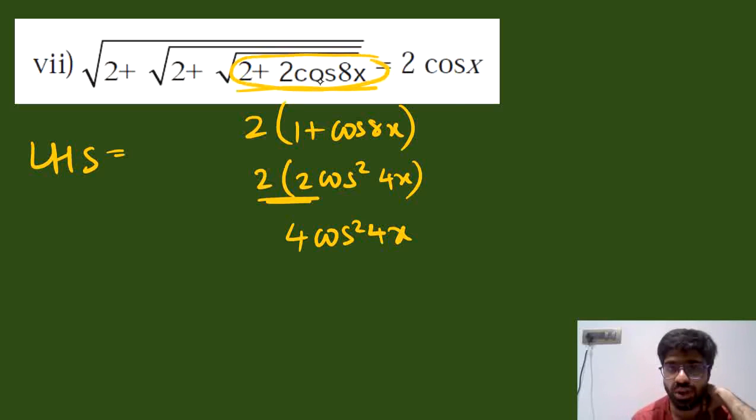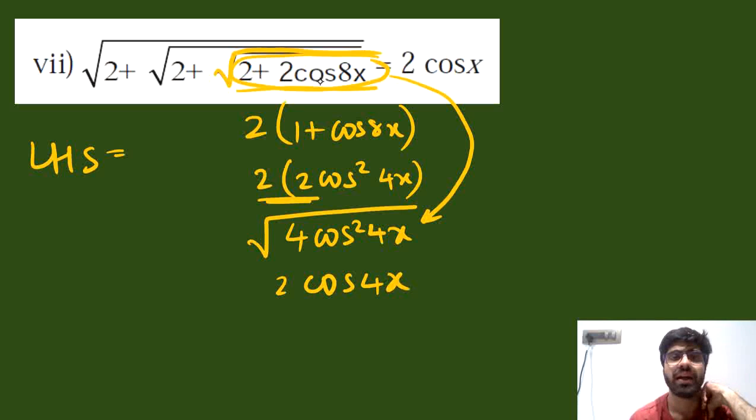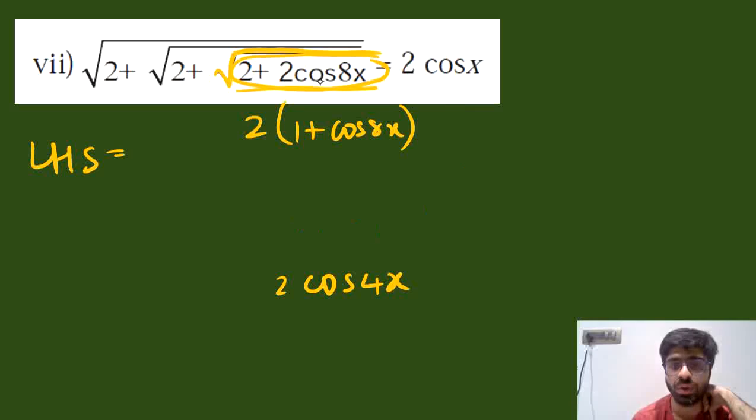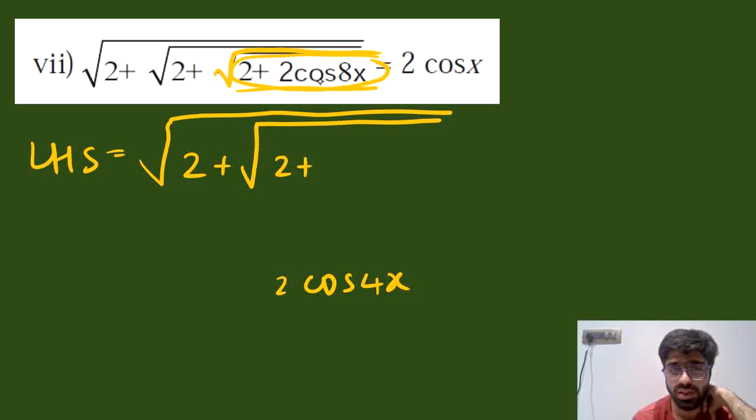This entire expression is basically 4 cos square 4x, and when you take a root of it, you get 2 cos 4x, and that is what we will now be writing. So we will write the value of that entire root as 2 times cos 4x. So we have root over 2 plus root over 2 plus the value of that entire root just turned out to be 2 times cos 4x.